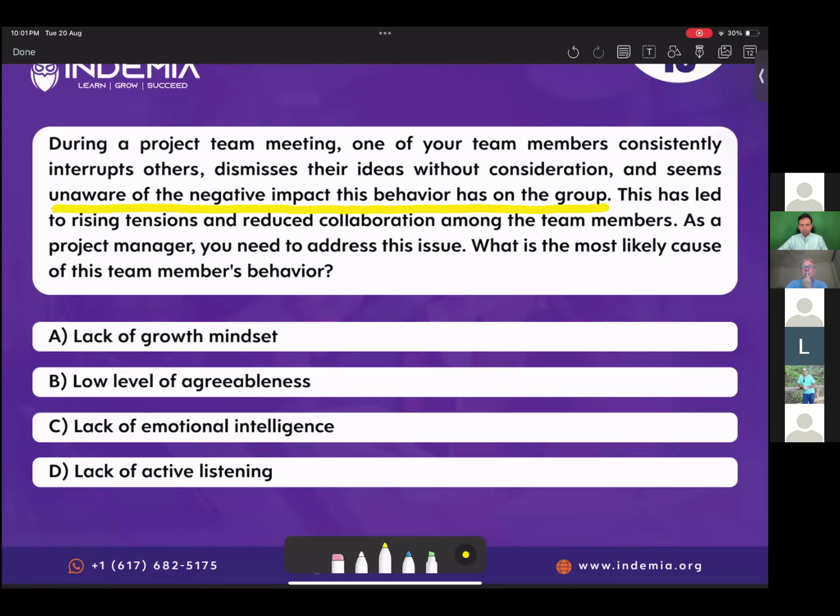All right, thank you. Let's talk to Lela. Lela, you have chosen option C. Yeah, so he keeps interrupting the group, right? And he's not aware of his behavior. It's not like lack of growth mindset, so that's nothing to do with that. Level of agreeableness, he's not even aware that he's acting like this. So it's definitely lack of emotional intelligence. Active listening is when you rephrase, you confirm with the opposite side of the team. So that's also eliminated. That's why I went with C. I think it's the lack of emotional intelligence.